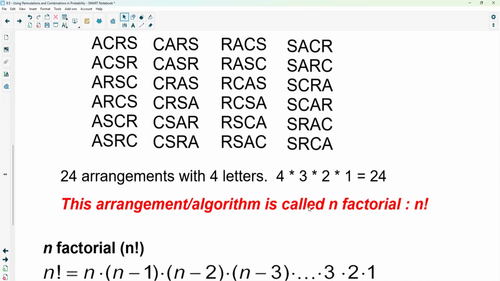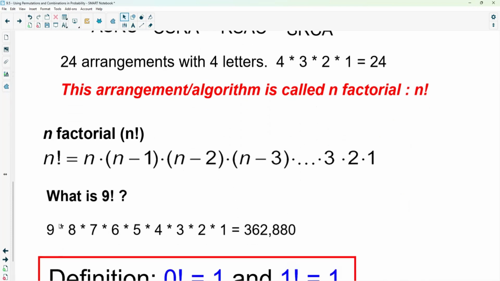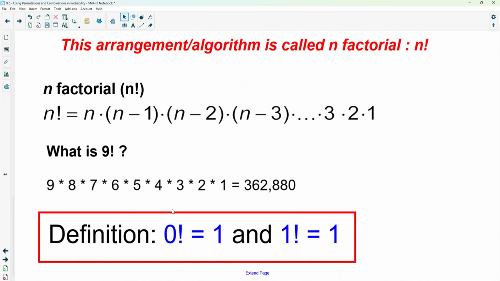That arrangement and algorithm is called n factorial. That's how you read this: n factorial. And n factorial says exactly that. So whatever number you have here with the exclamation point means that you're going to start on that number and then you're going to decrease it by 1 all the way until you reach 1, and you're multiplying. It's not addition, it's multiplication. Okay. We're going to see the application later on, but there are some definitions. So for example, 1 factorial is 1 and 0 factorial is also 1. That's the definition.